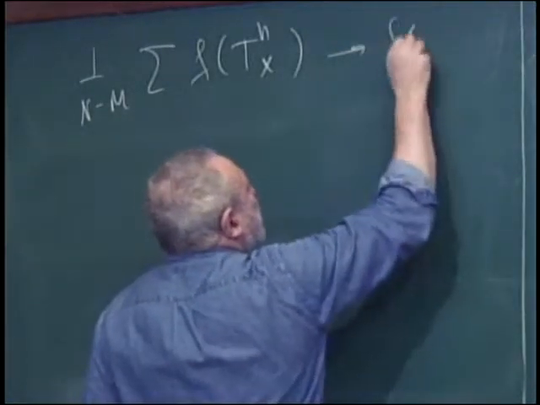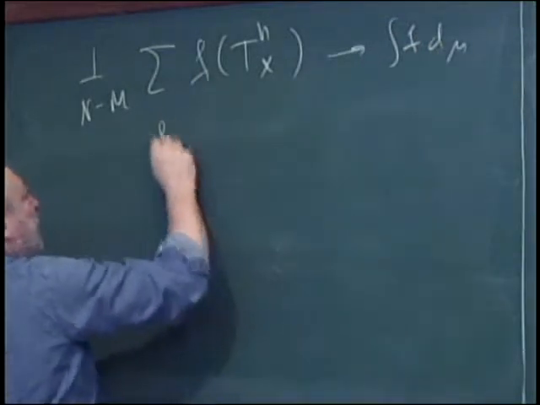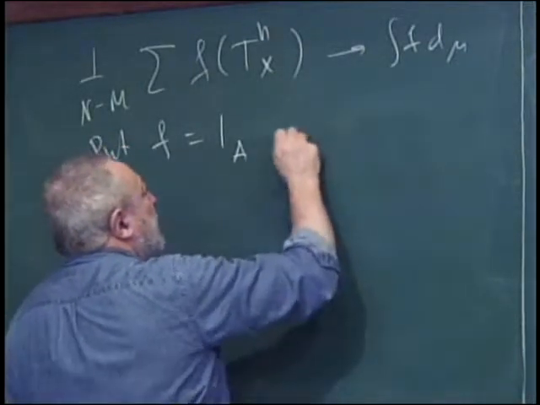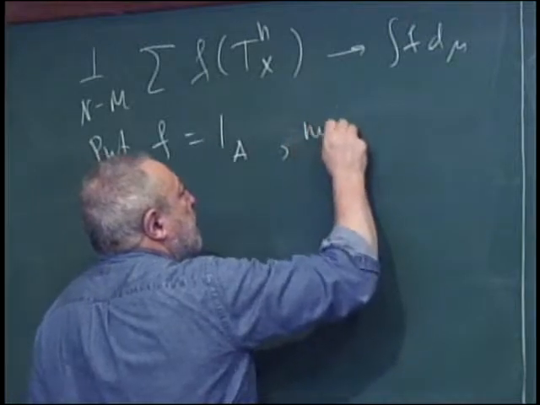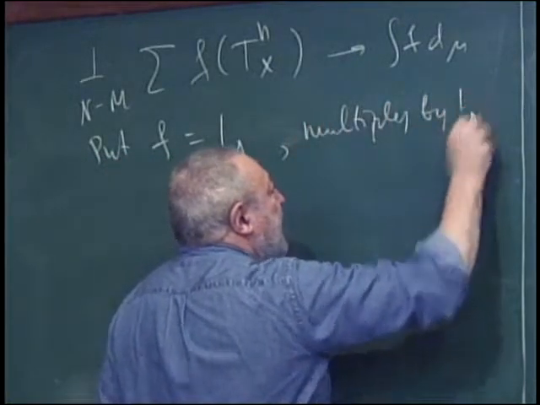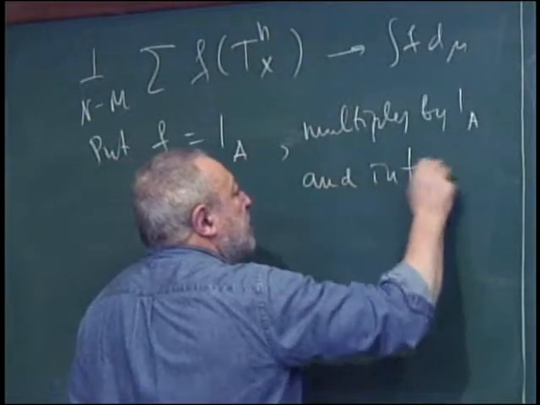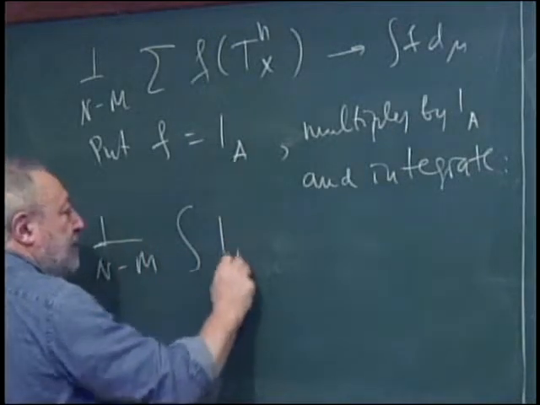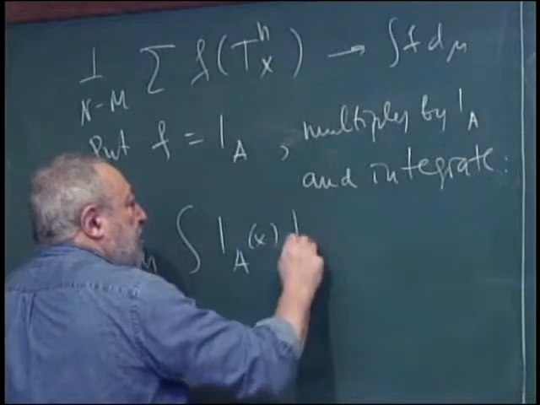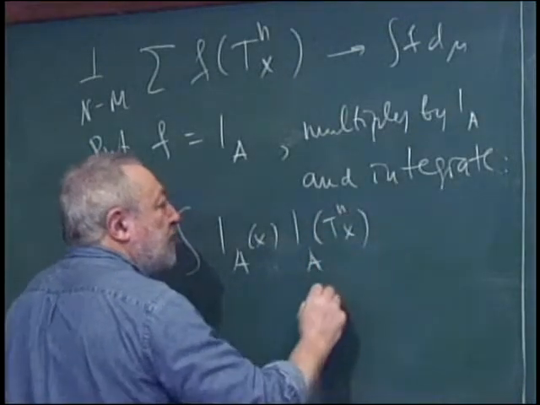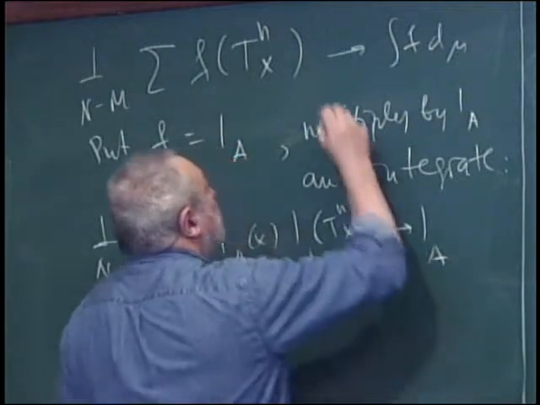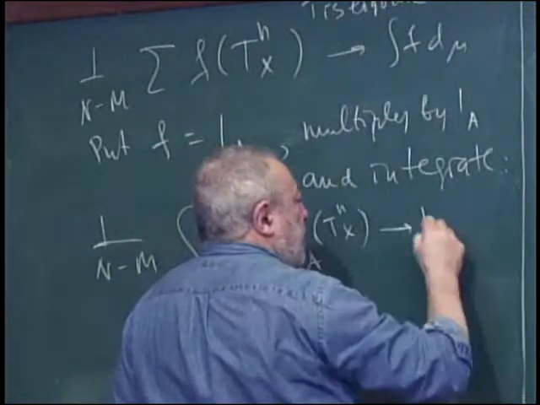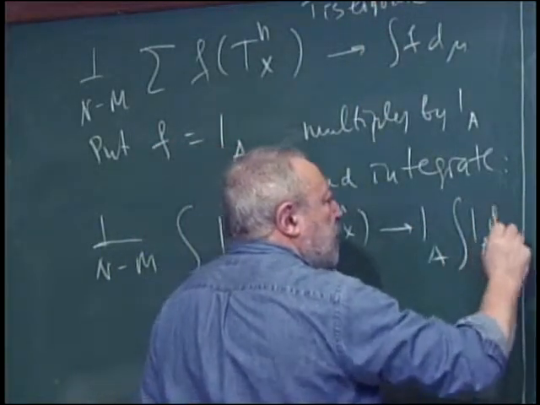So this goes to the integral of f d mu. And if I put f to be 1 sub A, so put f to be 1 sub A, multiply by 1 sub A, and integrate. Let's see what will happen. So first of all, my expression will become 1 sub A and 1 sub A of T^n x. This should go to 1 sub A, so we are assuming that T is ergodic for now. And so this should go to this integral.